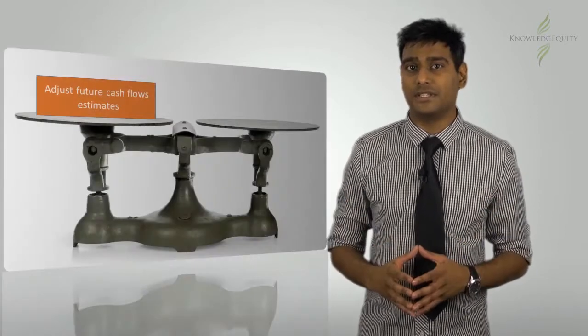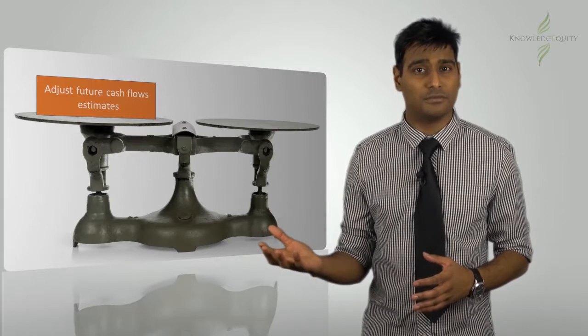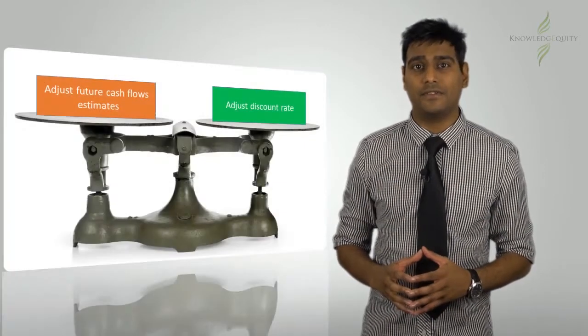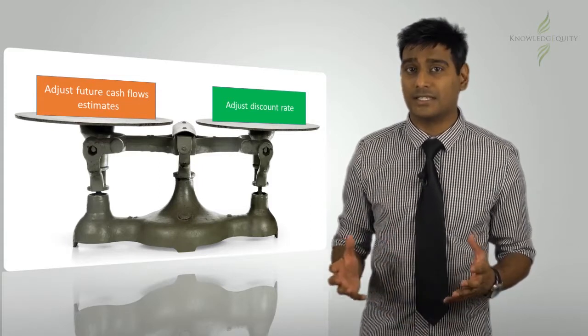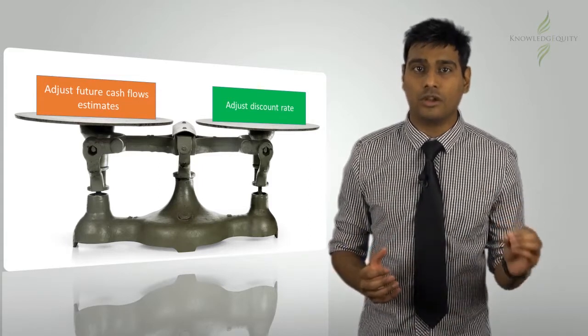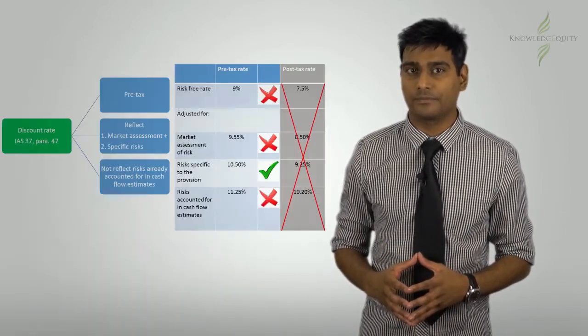In accounting for this risk, the company can either adjust its cash flow projections to include the possibility of this occurring, or it could adjust the discount rate to account for this additional risk. In terms of IAS 37, paragraph 47, if the cash flow estimates were adjusted, the discount rate should not be adjusted for the same factor, as this would result in double counting.